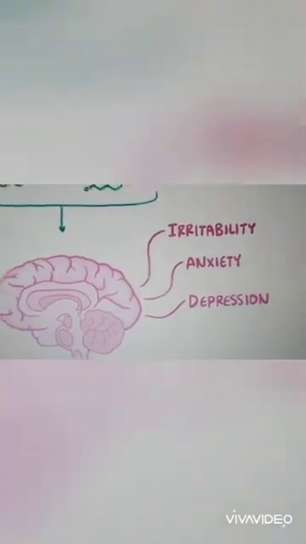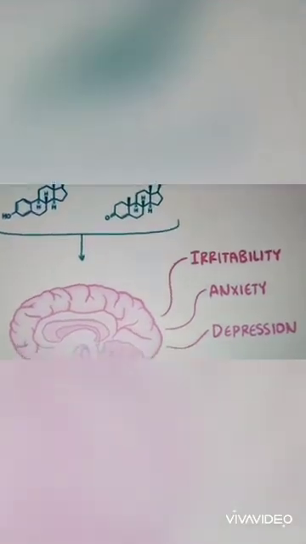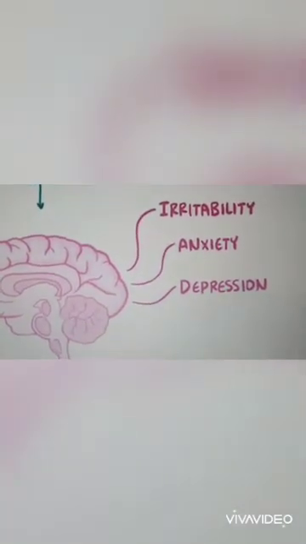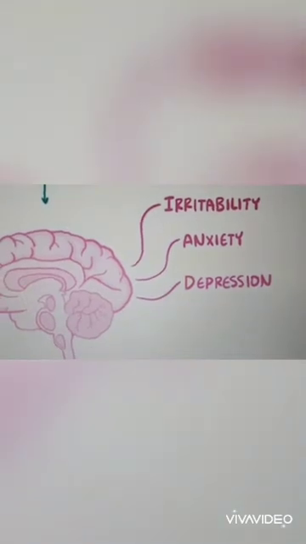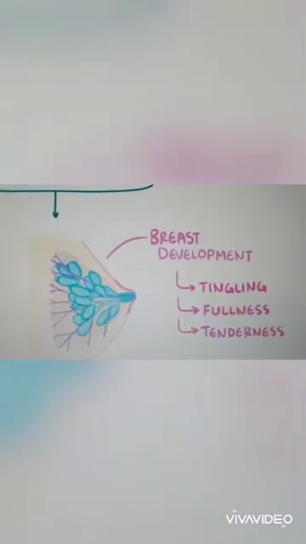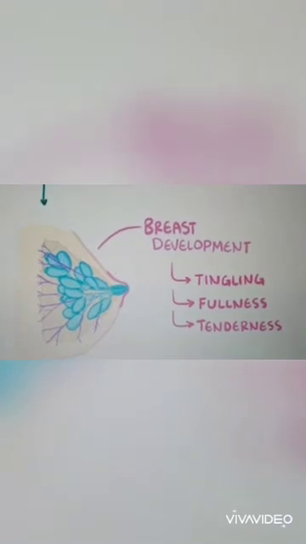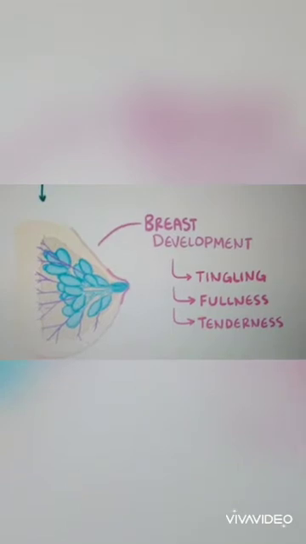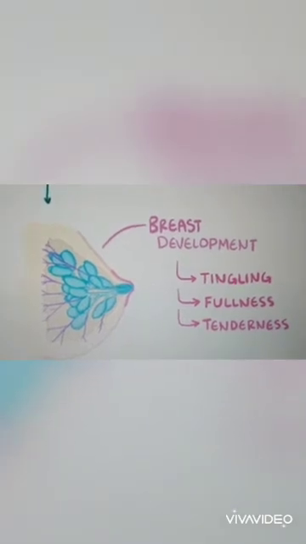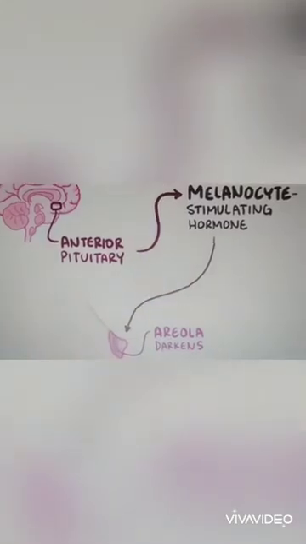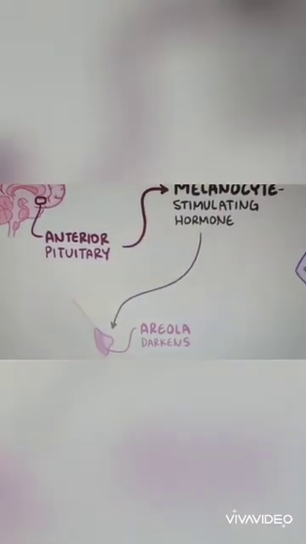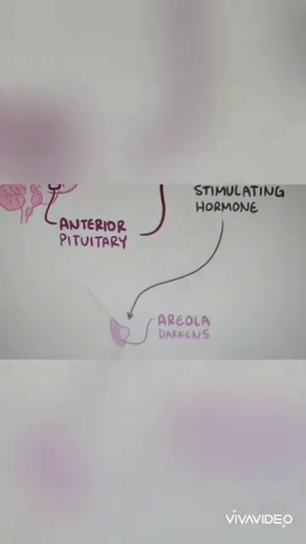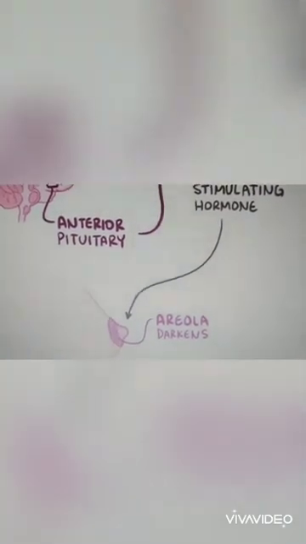In the brain, the estrogen and progesterone levels will cause irritability, anxiety and depression in the human body due to pregnancy. Increased hormone levels will also cause breast development and some problems in the breast, that is a tingling sensation and fullness of the breast, and it also causes tenderness in the breast. The anterior pituitary produces melanocyte stimulating hormone, which causes darkening of the areola of the breast.